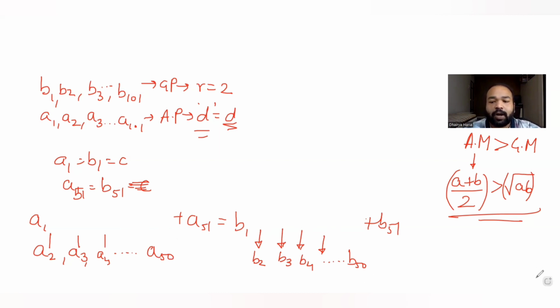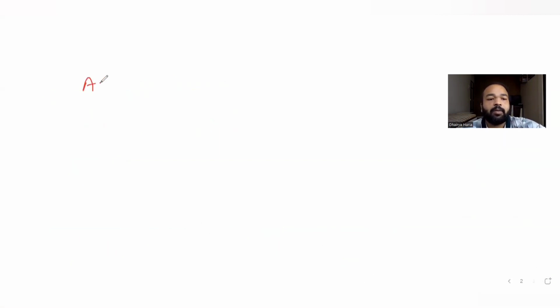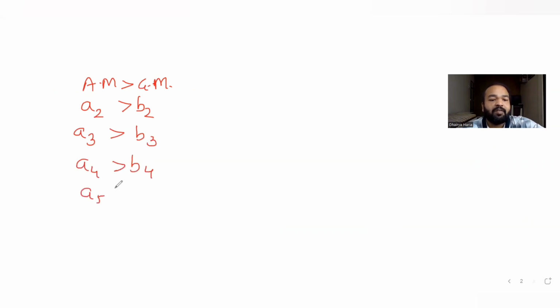And since we already know that arithmetic mean is greater than geometric mean, the second term in the two cases has A2 greater than B2. Simultaneously, A3 becomes greater than B3. A4 becomes greater than B4. A5 becomes greater than B5. Likewise happens till the 50th term. And we already know A1 and B1 were equal. A51 and B51 were also equal.